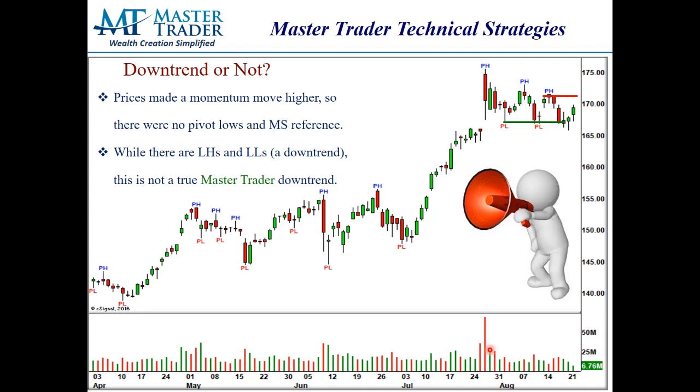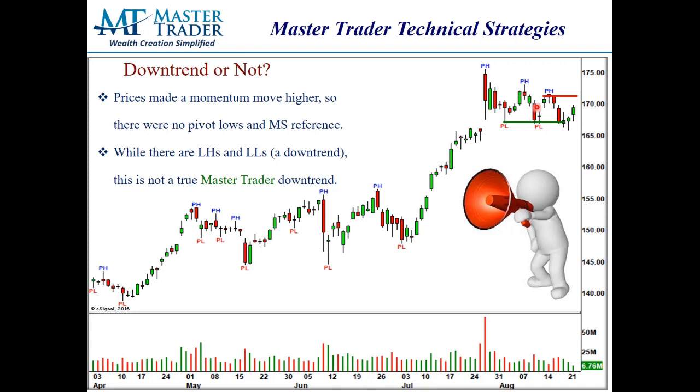It happened on huge volume. But notice that this occurred after about 2 months or more of consolidation. So the move just got it started from this area here, and then it gapped up, and clearly there was profit taking. But there was no break in the trend as of yet. The momentum move was higher, and there were no pivot lows or major support reference point here because of that major move higher. So what happened here was it then began to create a sideways consolidation, which could be support, but we need to see it break higher here.